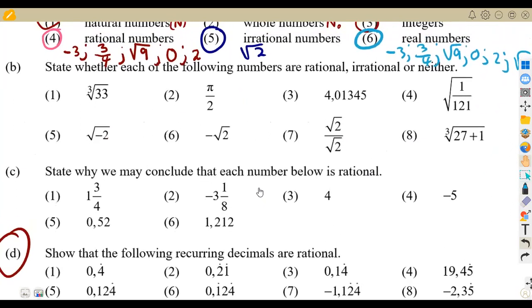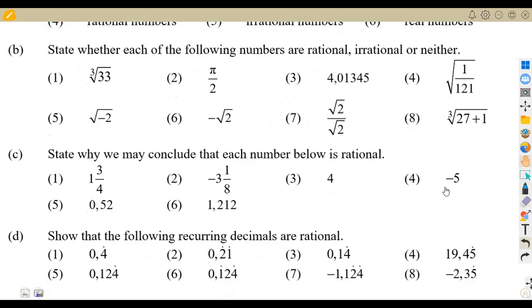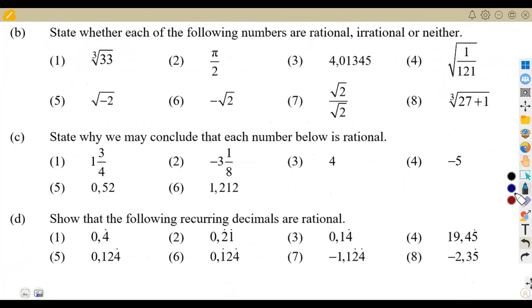They are saying state whether each of the following numbers that we have here are rational, irrational, or neither of these two. We also just a continuation of this one. So let us check the first question. We've got the cube root of 33.